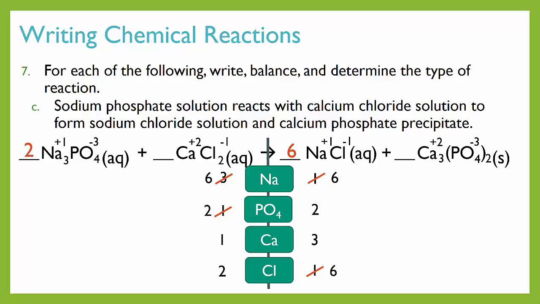So in order to fix everything up, I need to get 3 calcium and 3 chlorides on my reactant side. So if I put a 3 in front of that, that gives me my 6 and my 3, and now everything's balanced. This is a double replacement reaction where the sodium and the calcium are going to switch spots. And this reaction will definitely occur because one of my products is solid.